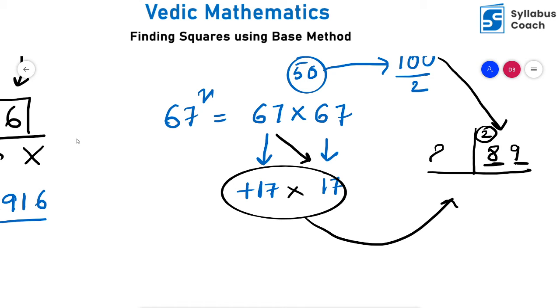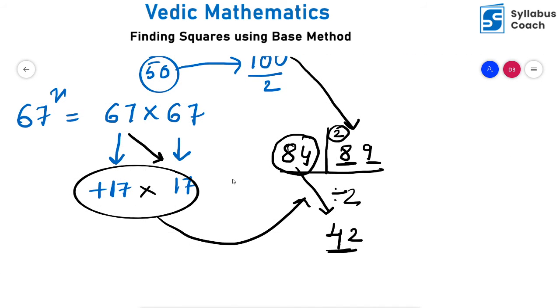So 84, right? Now what are you supposed to do? It's very simple. First, you have to divide this number by 2. What is it? 84 divided by 2. That becomes 2 fours are 8 and 2 twos are 4, 42, isn't it? And now you need to add the carry that you have. So it becomes 42 plus 2. So the answer to this question is nothing but 4489, isn't it?